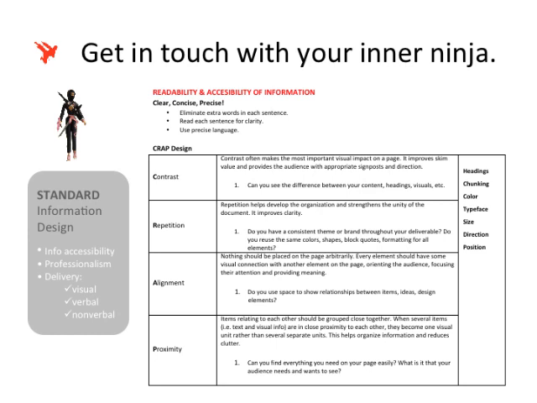Ask yourself, can you see the difference between your content, headings, visuals, etc.? Ask yourself, do you have a consistent theme or brand throughout your deliverable? Do you reuse the same colors, shapes, block quote formatting for all elements? Is your typeface clear? The size of it the same? The direction of information relatively similar in each section?